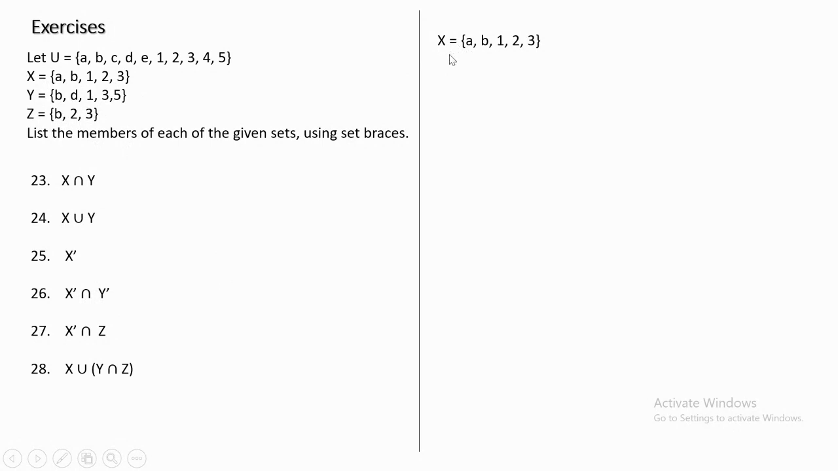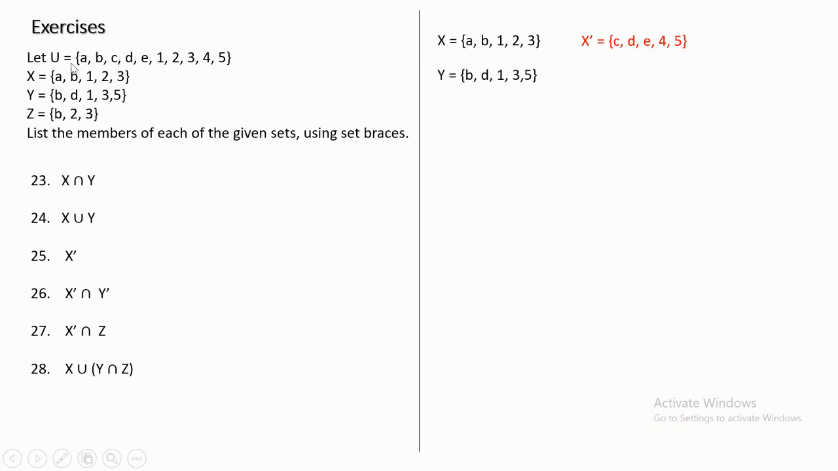So set X is A, B, 1, 2, 3. Then not X will be, right? If it's not A, not B, not 1, not 2, not 3, what's left is C, D, E, and 4 and 5. So not X, or the complement of X, is the set C, D, E, 4, 5.